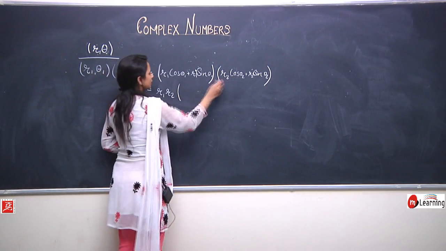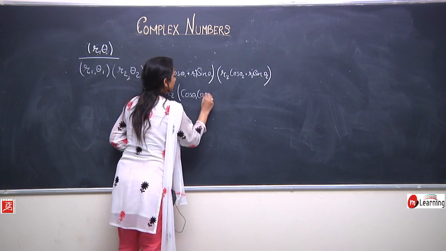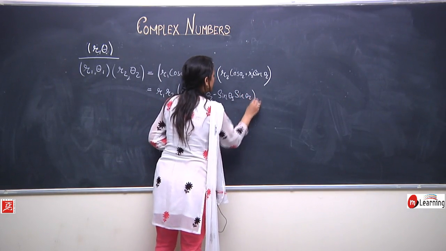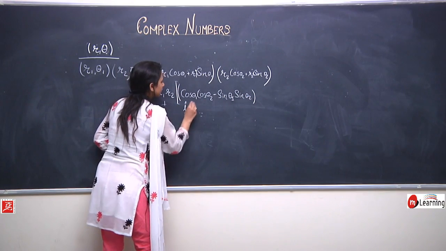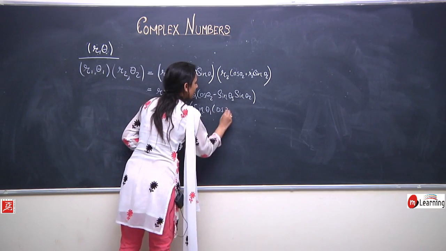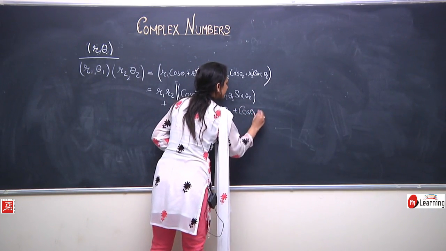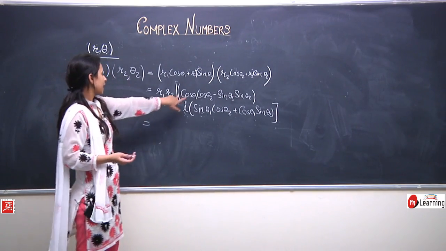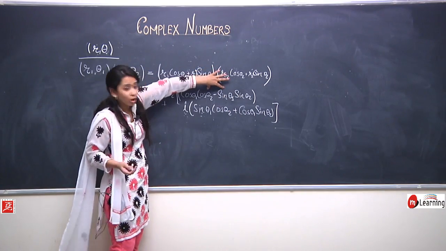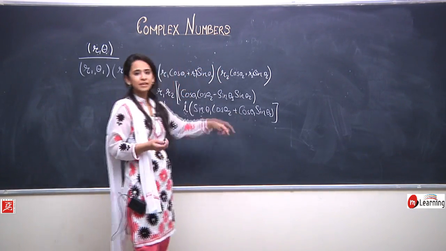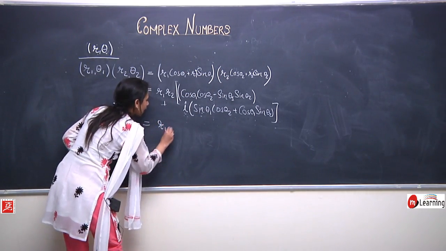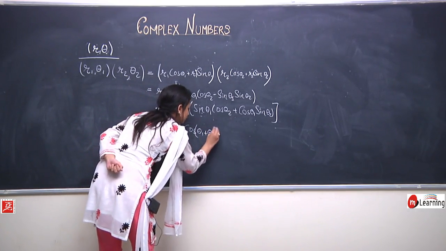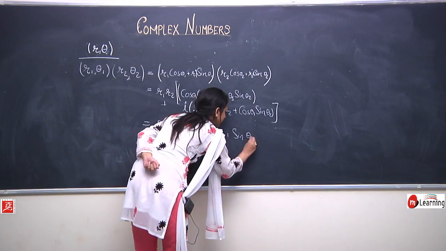So when I multiply this, what I get is cos theta 1 cos theta 2 minus sin theta 1 sin theta 2 plus iota times sin theta 1 cos theta 2 plus cos theta 1 sin theta 2. If we refresh our memories and see these two terms, this is nothing but equal to cos of theta 1 plus theta 2, and this is equal to sin of theta 1 plus theta 2. So I can safely write this as r1 r2 into cos theta 1 plus theta 2 plus iota sin theta 1 plus theta 2.